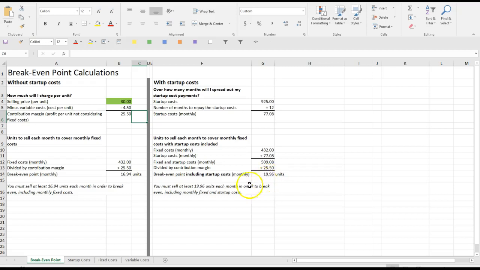So if you have any questions, inbox me. But this is pretty much what I want you to do for this assignment. Come up with a break-even point. I'm going to create a quick video to follow up to talk about how you come up with your selling price. But for now, this is what I'd like for you to do for break-even point. Okay?